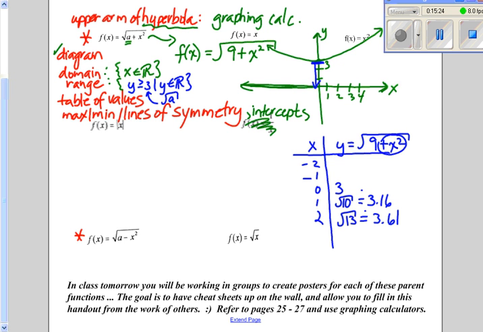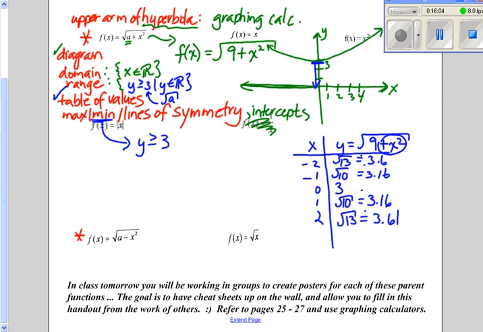Values are the same when I square negative numbers. I will get the square root of 10 and the square root of 13. And we can see on our graph that the y values do repeat, but there is one y value for every x value. This is a function. There is a minimum value for this particular function. There is a minimum. y has to be greater than or equal to 3. There is no max. It goes upwards forever.